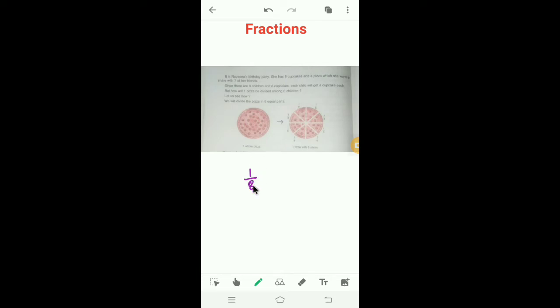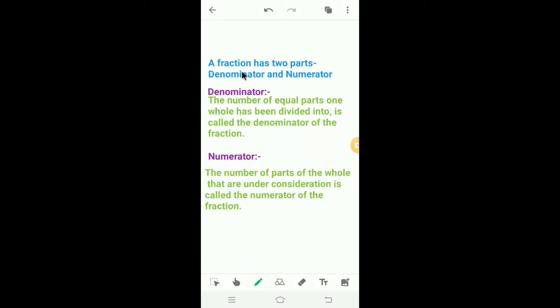Here 1/8 is known as a fraction. And we can read it as 1/8. A fraction has 2 parts, denominator and numerator. Let's learn the definition of denominator and numerator.